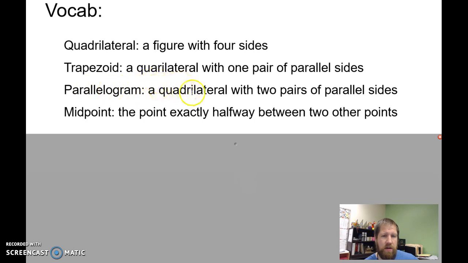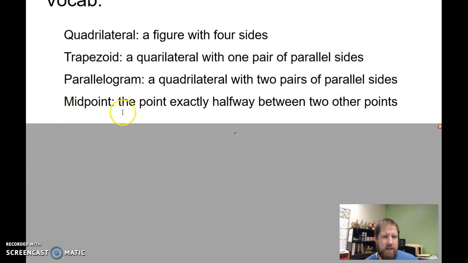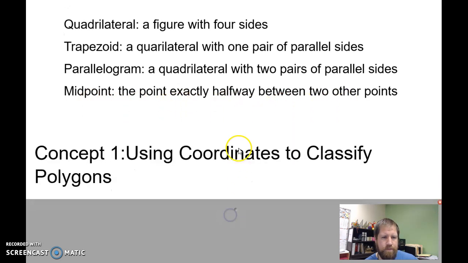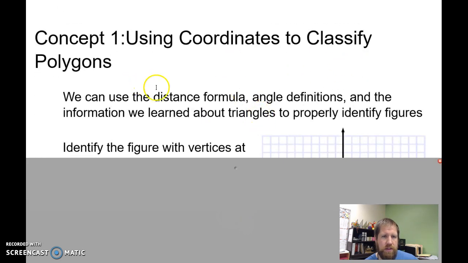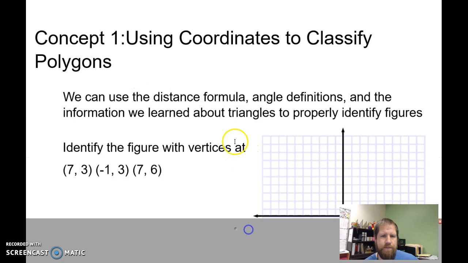A parallelogram is a quadrilateral, so a 4-sided figure with both pairs of sides parallel to each other. So we've got 2 sets of parallel sides. And then our last vocabulary word is midpoint, and that's just the point that's exactly halfway between 2 other points. All right, so let's start with concept 1, using coordinates to classify polygons.